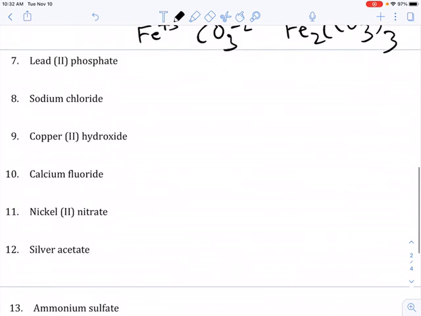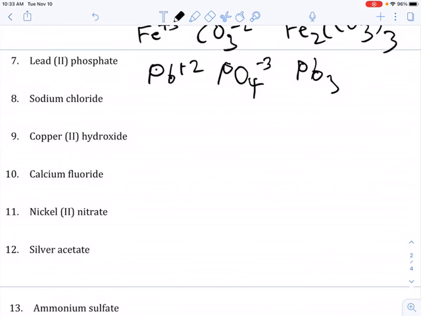Moving right along, lead 2 phosphate, that's Pb for lead, +2. Phosphate, PO4, 3-. Crisscross again, I'm going to get Pb3(PO4)2. Okay, that's lead 2 phosphate. Sodium chloride, that one's NaCl, Na+1, Cl- gives us sodium chloride.